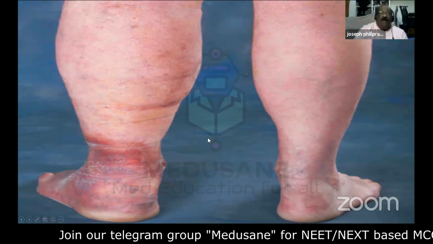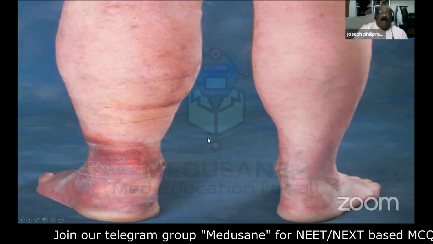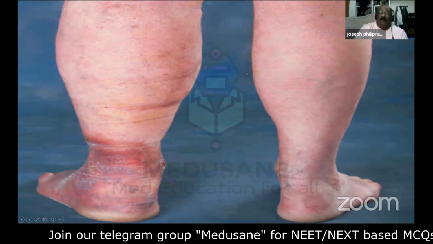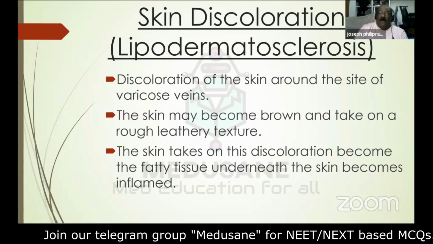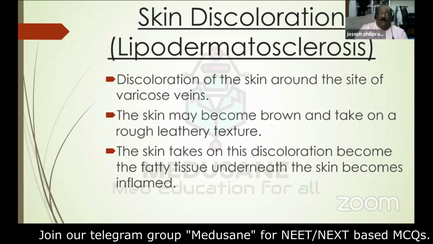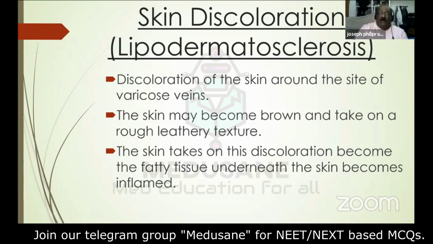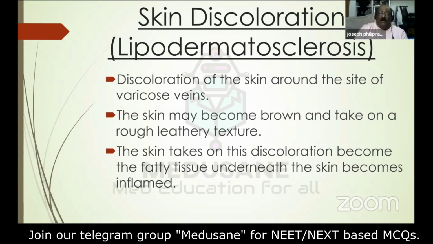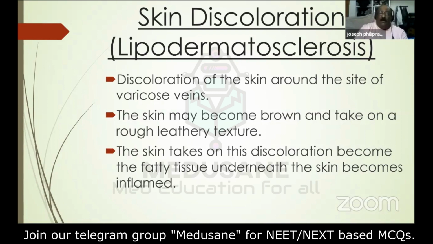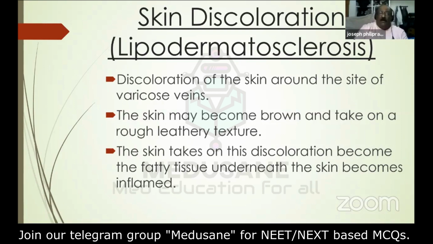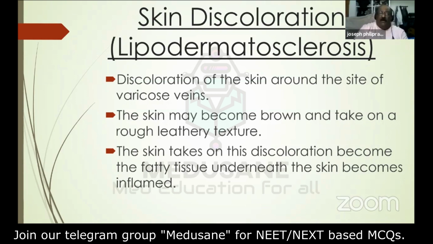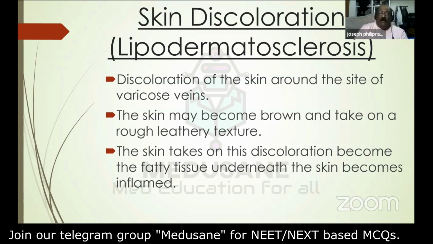Now, some important terminologies you must remember in varicose veins. One is known as lipodermatosclerosis. Now, this is typically seen in varicose veins of long standing or long duration. There is discoloration of the skin around the site of the varicose vein.